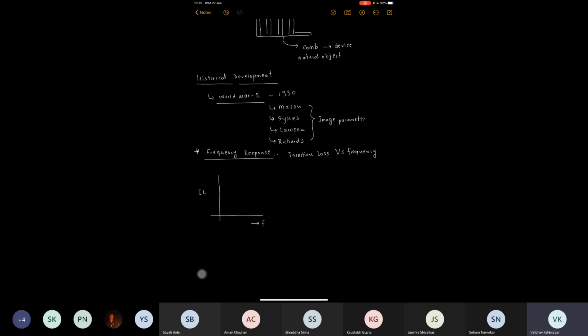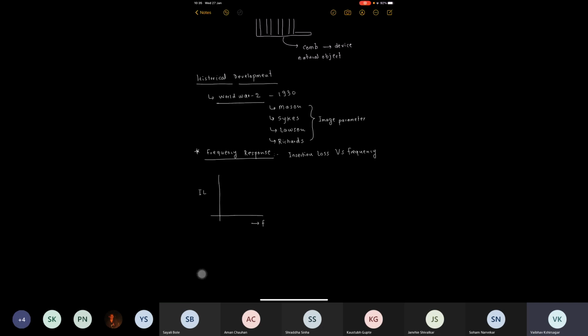Now let us go into the details of these filter responses one by one and elaborate them. First of all, we'll start with the low pass response. Here I will highlight. This is the first image that we are talking about, the low pass response. How is the low pass response of the filter represented in terms of insertion loss and frequency? Initially, insertion loss is low.